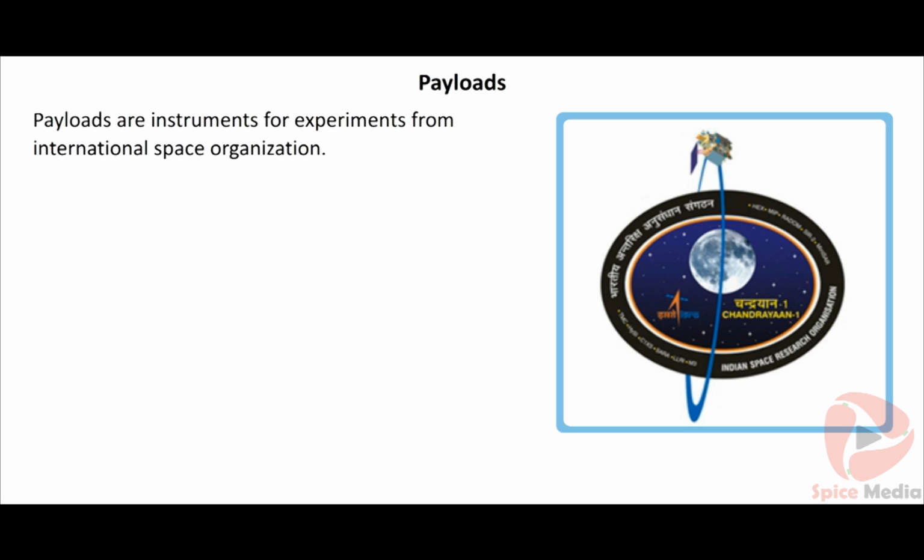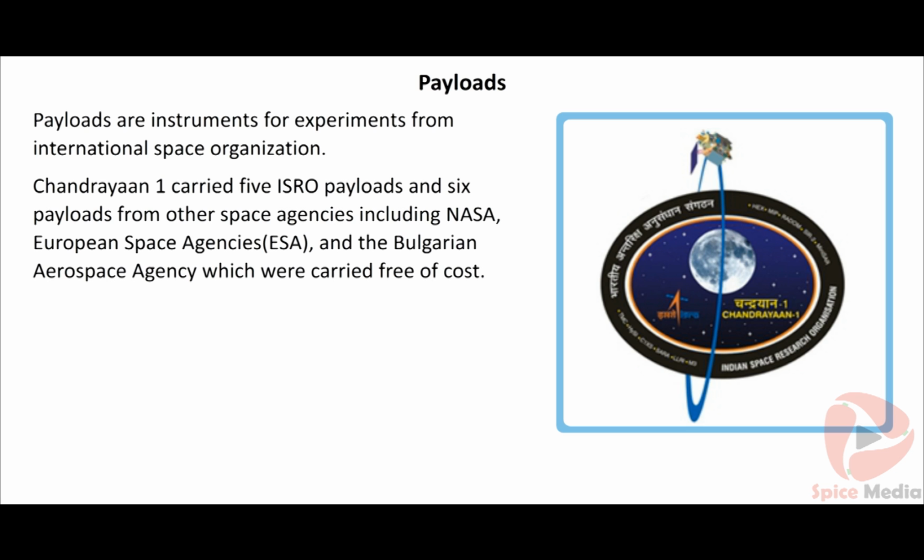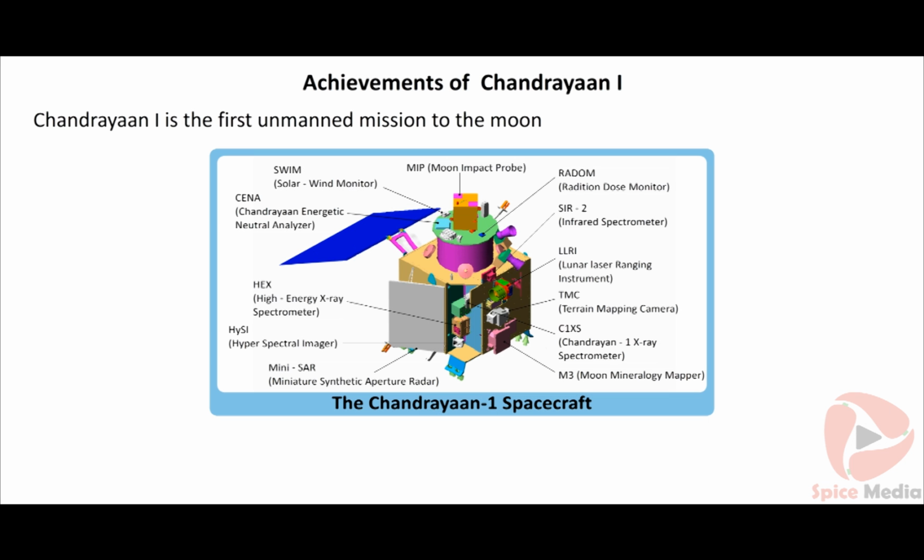international space organizations. Chandrayaan I carried 5 ISRO payloads and 6 payloads from other space agencies, including NASA, the European Space Agency, and the Bulgarian Aerospace Agency, which were carried free of cost. Chandrayaan I is the first unmanned mission to the moon. It took 21 days to reach the final lunar orbit. India's moon mission is successful. The following are its achievements. Click the next button to view the achievements.